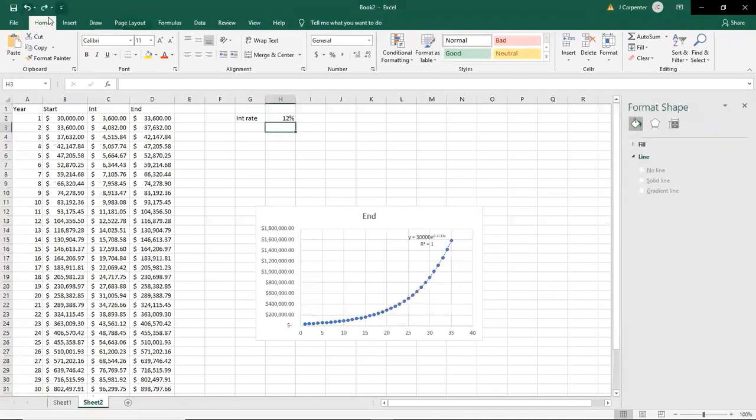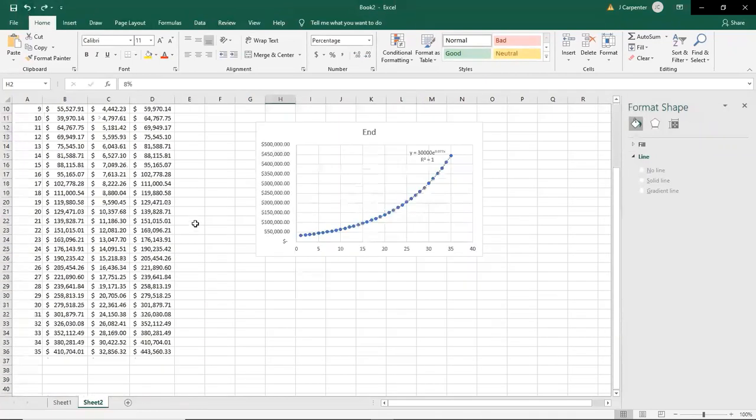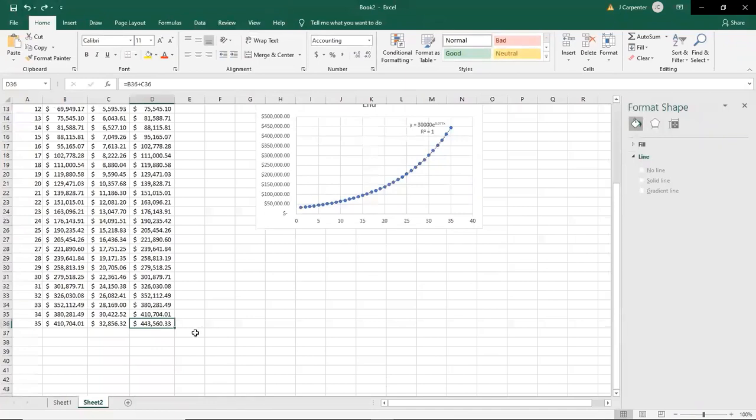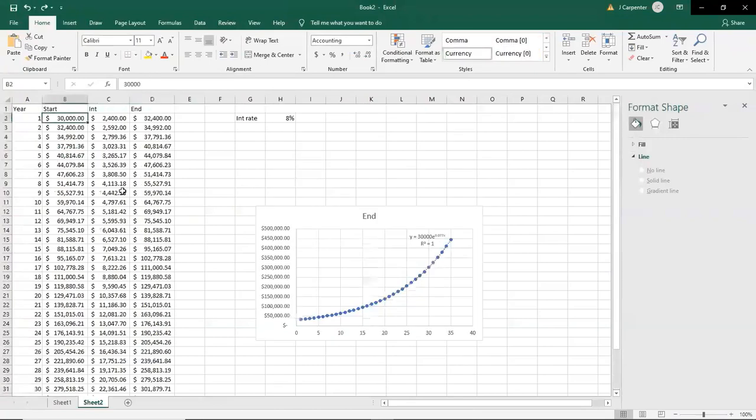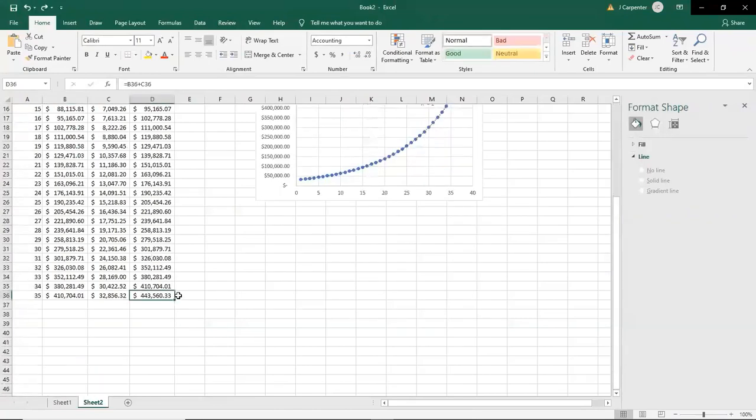All right, but let's take it back to the 8%. I also asked what the free money was, the interest. So that's just the difference of the final amount and the starting amount. So we're just going to take 443,000, blah, blah, blah, minus 30,000, which would be 413,560 and 33 cents.